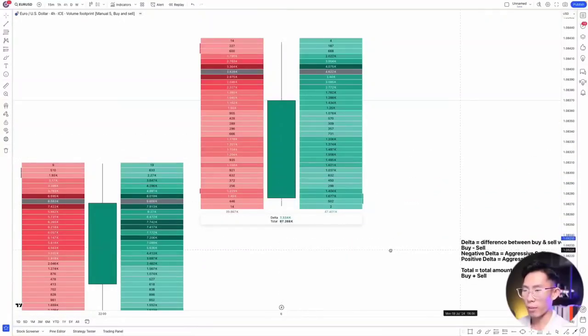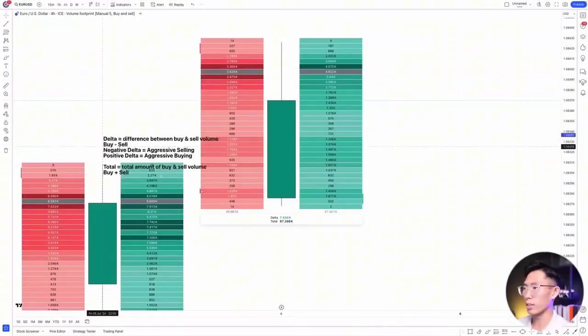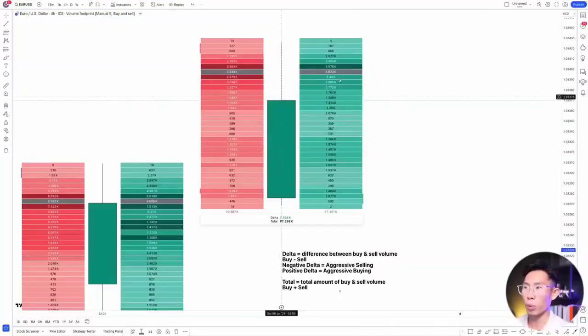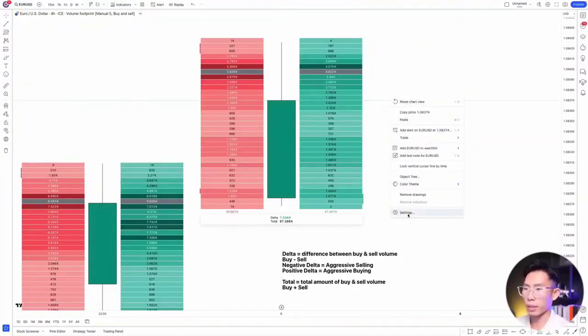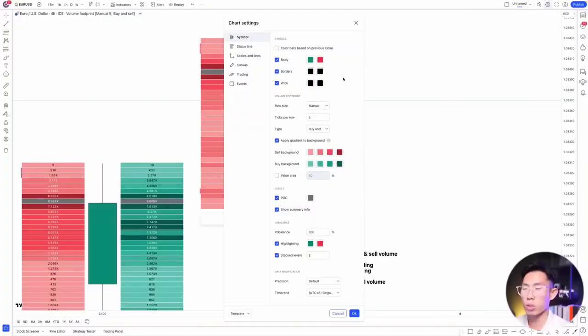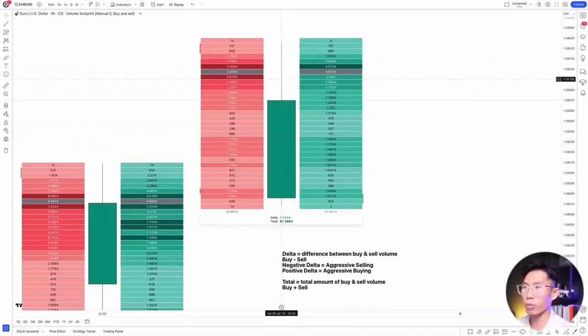things with you guys by having a little description for you to understand what's going on with this footprint thing here. First of all, maybe you want to copy my settings, so let me show you my settings. You can just pause the video right now and copy these settings that I have. Basically, the darker the gradient of the footprint rectangle, the more volume there is, the more orders there are.